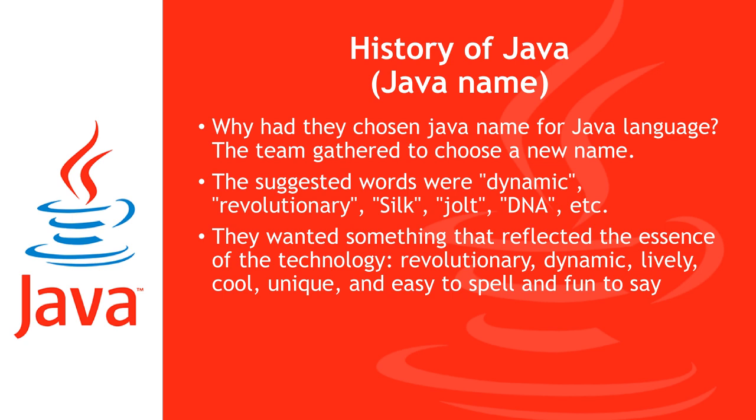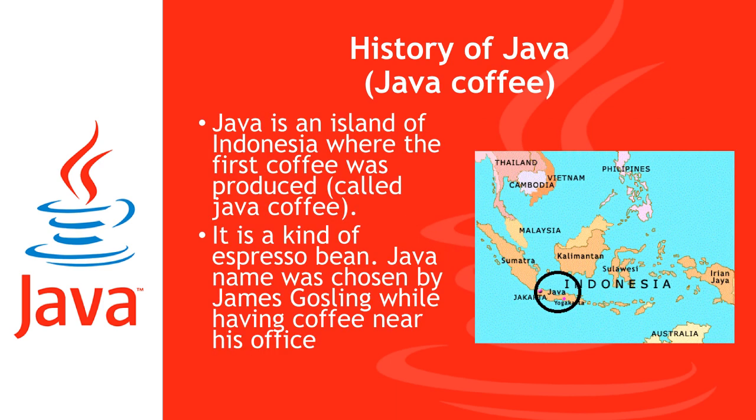Since Java was so unique, most of the team members preferred Java than other names. Java is an island of Indonesia where the first coffee was produced, called Java coffee. It is a kind of espresso bean. Java name was chosen by James Gosling while having coffee near his office. Notice that Java is just a name, not an acronym.